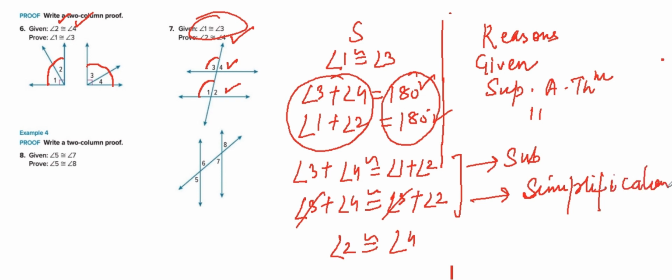Simplification. And here you can say symmetric, because 4 equal to 2, that means 2 equal to 4, congruent to 4, so symmetric. So here we need to give just reasons. Similarly, question number 8 you can try from your side. Let me move to the next question.